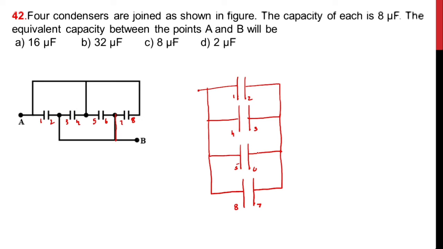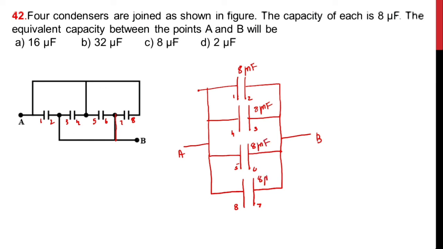So from 6 and 7, that is this point, it is connected to B. That means in general, you can connect here. This is the point B. In general, this is the point A. So how are these capacitors connected? All these capacitors are connected in parallel. So what is each one's value? 8 microfarad, right? Each capacitor is having 8 microfarad.